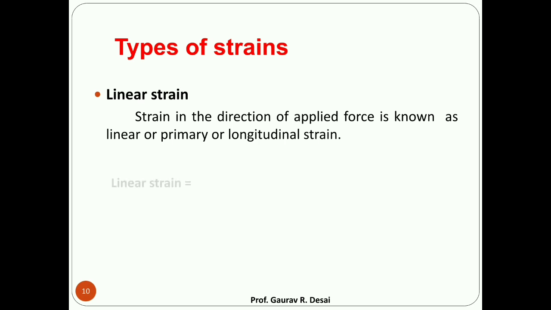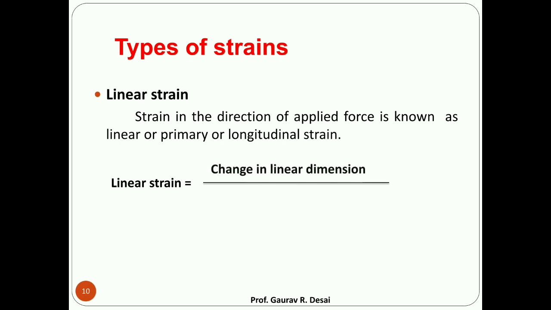So how is it defined? Linear strain is equal to change in linear dimensions upon original linear dimensions, or you can say change in length upon original length. Means take a particular bar of particular length, suppose 1 meter, you apply the tension load on it, and after application of the load it will expand by suppose 0.100 mm.